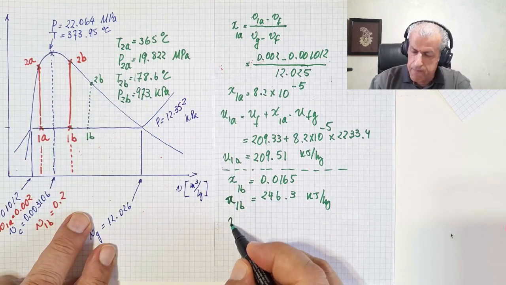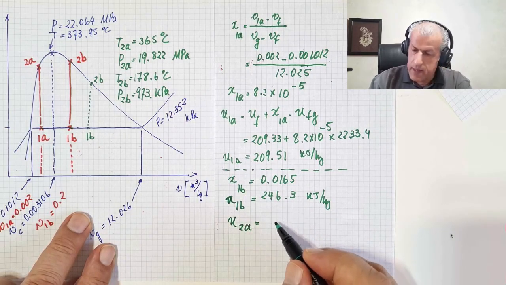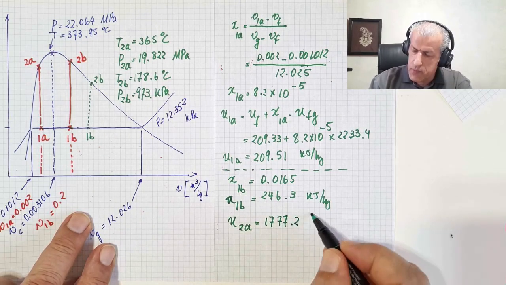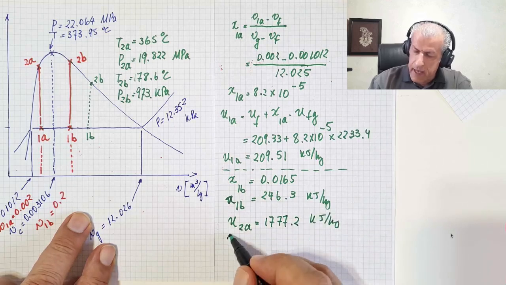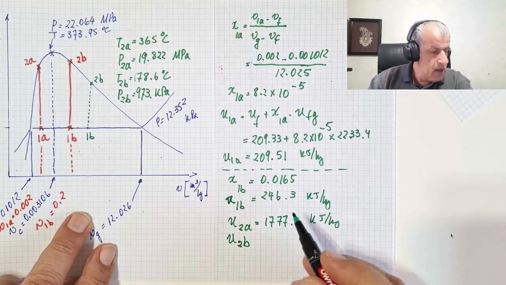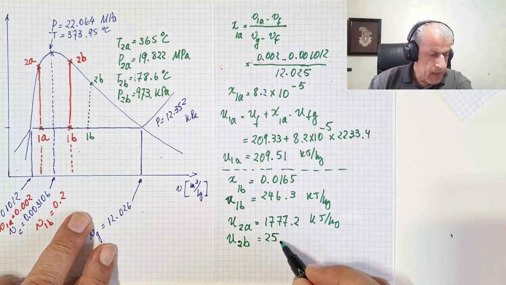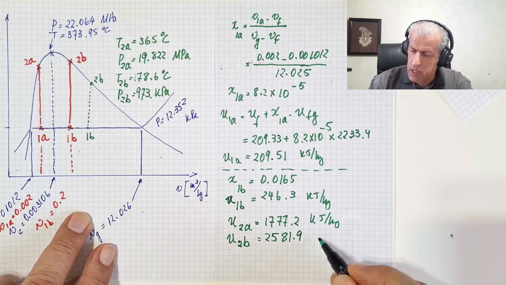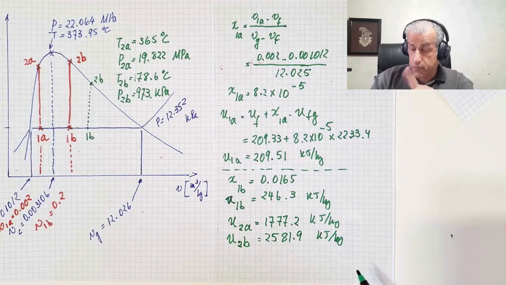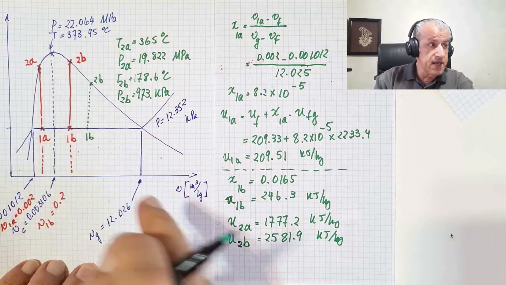So U2A would be 1777.2 kilojoule per kilogram, and U2 in case B here would be 2581.9 kilojoule per kilogram. Now, the point is very interesting here.